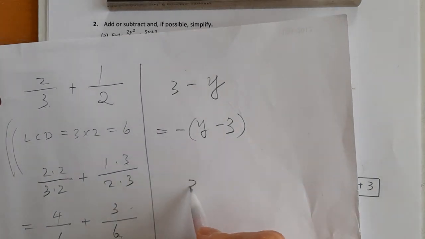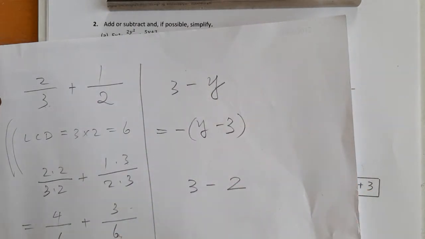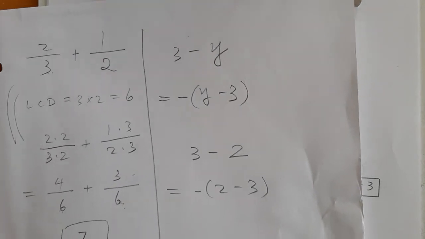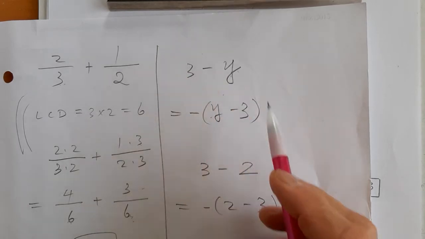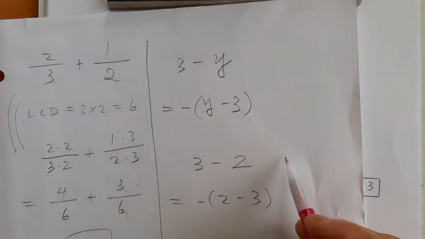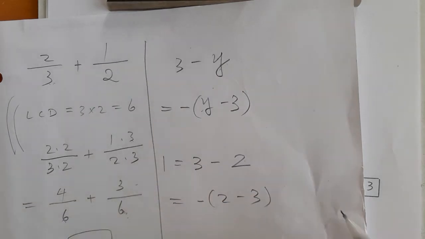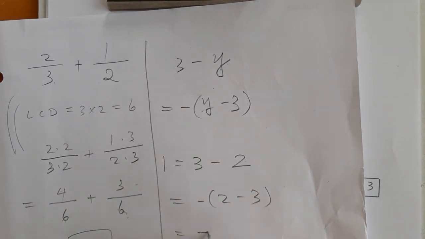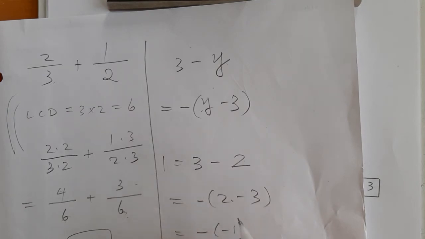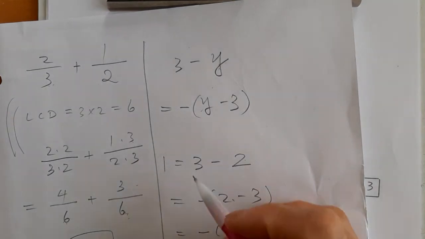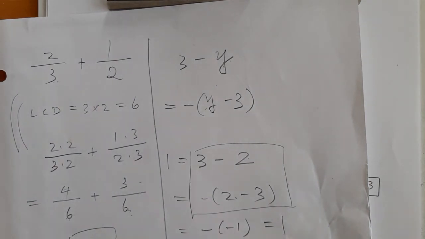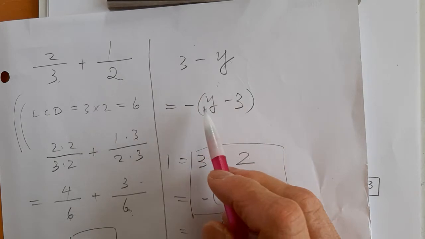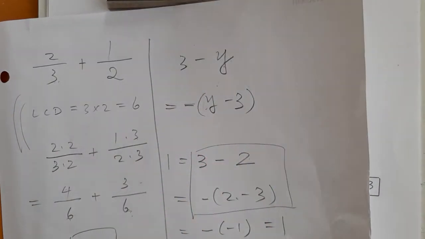For example, 3 minus 2, where y is 2, equals negative of 2 minus 3. Put a negative sign. If y equals 2, plug in. So you got 3 minus 2 is a positive 1. And 2 minus 3 is a negative 1, and in front there is a negative sign, so it's also a positive 1. Therefore, the two are equal. So 3 minus y equals negative parentheses y minus 3. In front, put a negative sign.